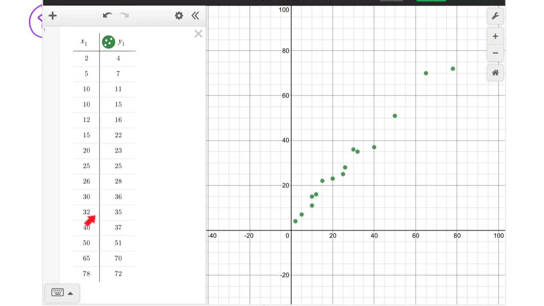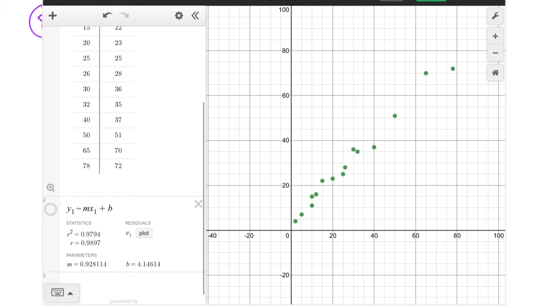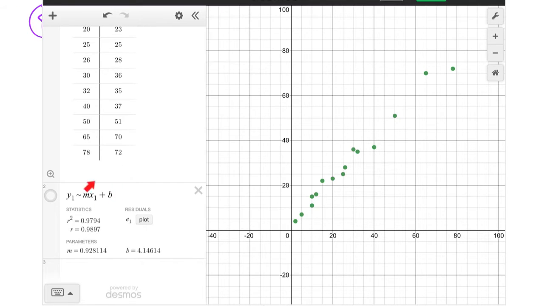Here I have the data from the problem. You can see the scatter plot right beside it here. And when we type in this, again, you've seen this before, y1 with the squiggly mx1 plus b. Remember, y1 and x1 are matching your data up above. And when I turn that on, that's going to have my line of best fit.